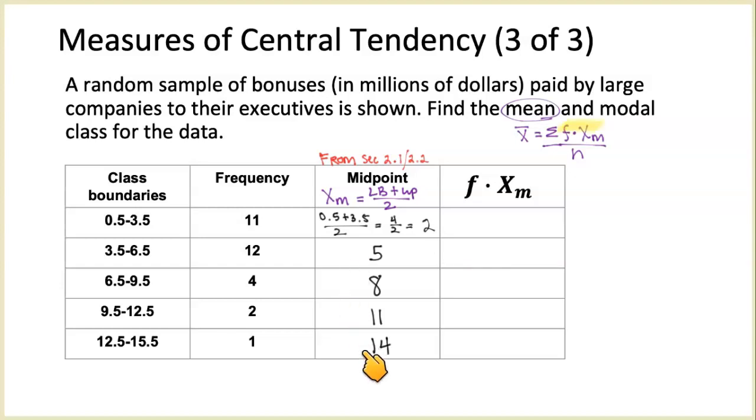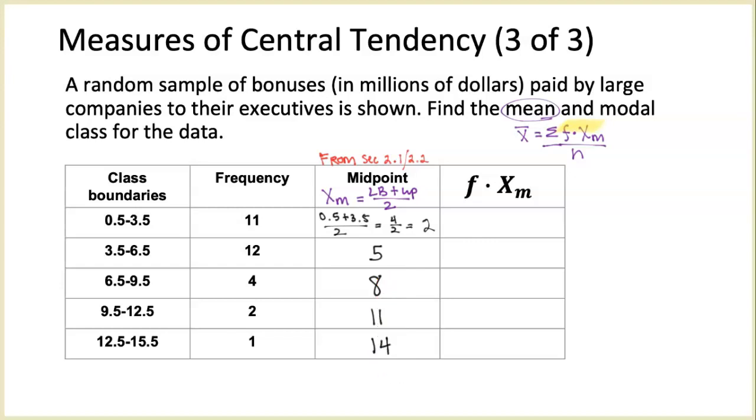And I'm just, quickly, I noticed that over here, each time they're adding by 3. So if I just added 3 to 2, I get 5. Add 3 to 5, I get 8. Add 3 to 8, I get 11. And 3 to 11, I get 14. So we can do that as well.